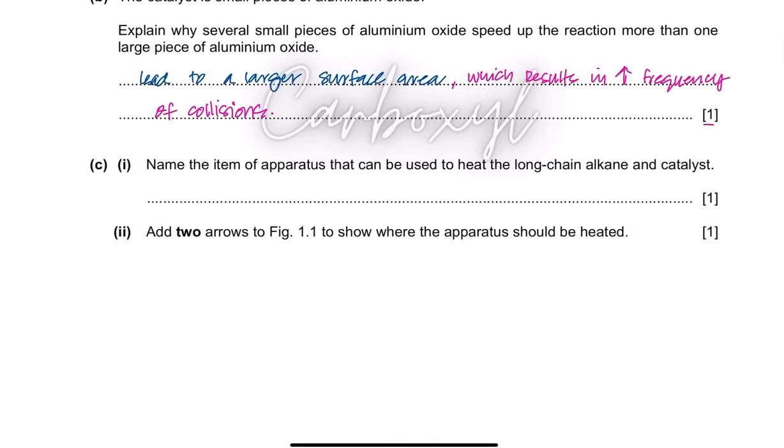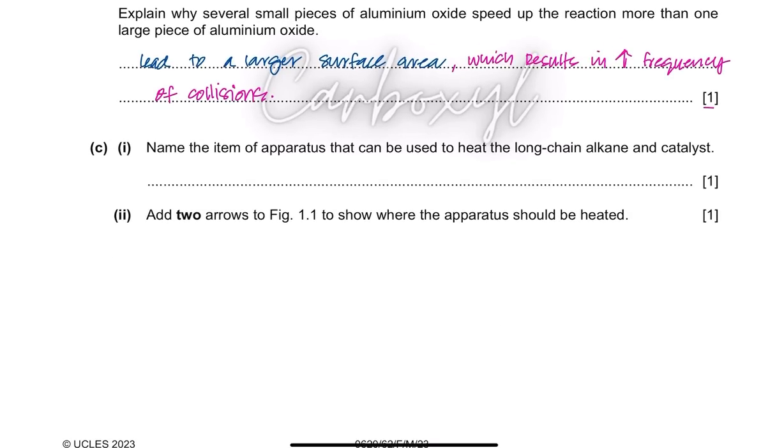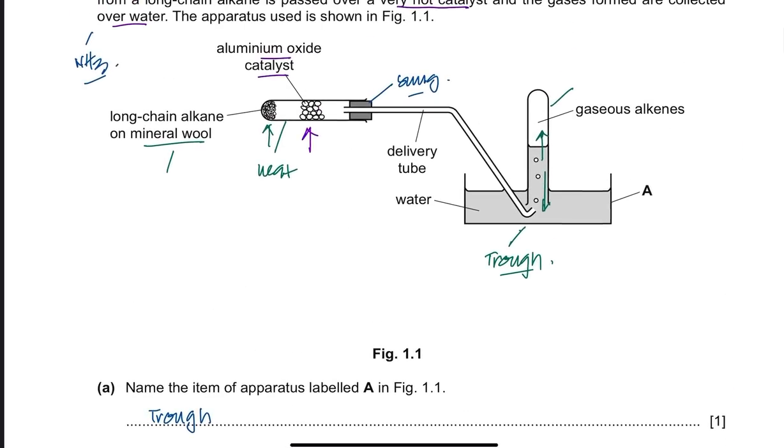Part C, part one says, name the item of the apparatus that can be used to heat the long chain. We've already said you could use a Bunsen burner or you could use a spirit burner. Okay? So that's not a problem. Burner. Okay, spirit burner, Bunsen burner. Add two arrows to figure 1.1 to show where the apparatus should be heated. We already added the two arrows.